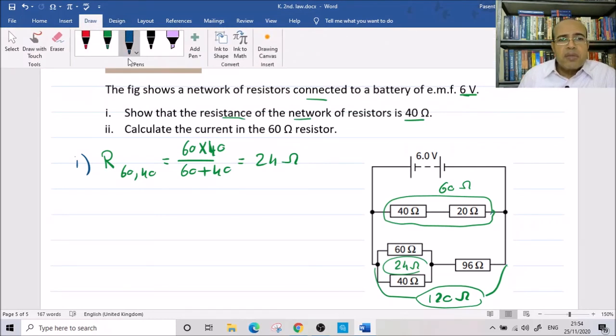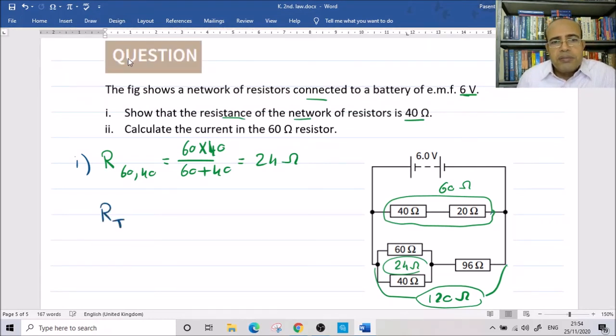How can you differentiate between parallel and series? Series, one current. Parallel, different paths of current, different currents. So 60 and 40 are parallel. And also that 60 and 120 are parallel, because we have different paths of the current.